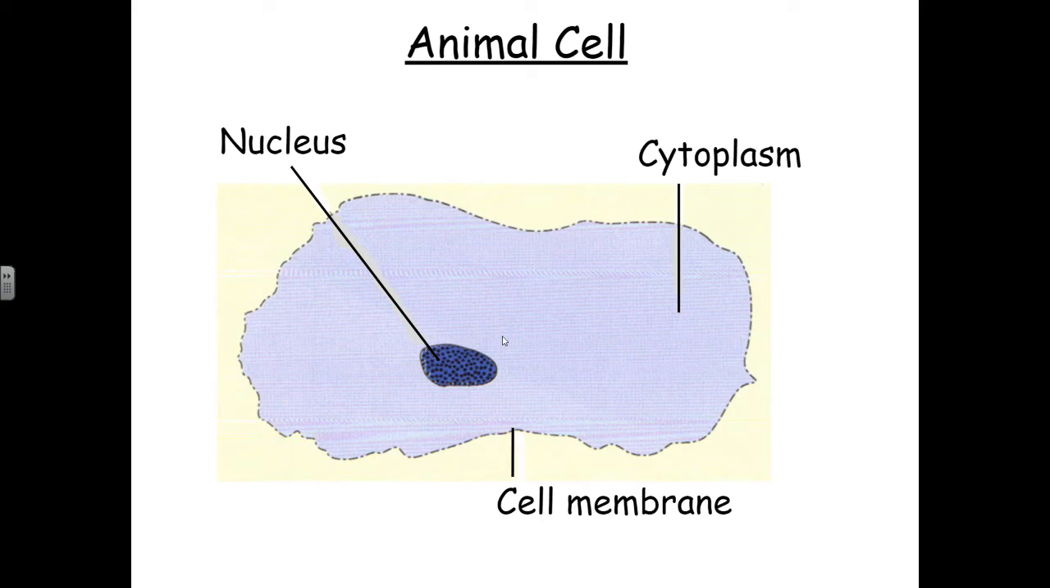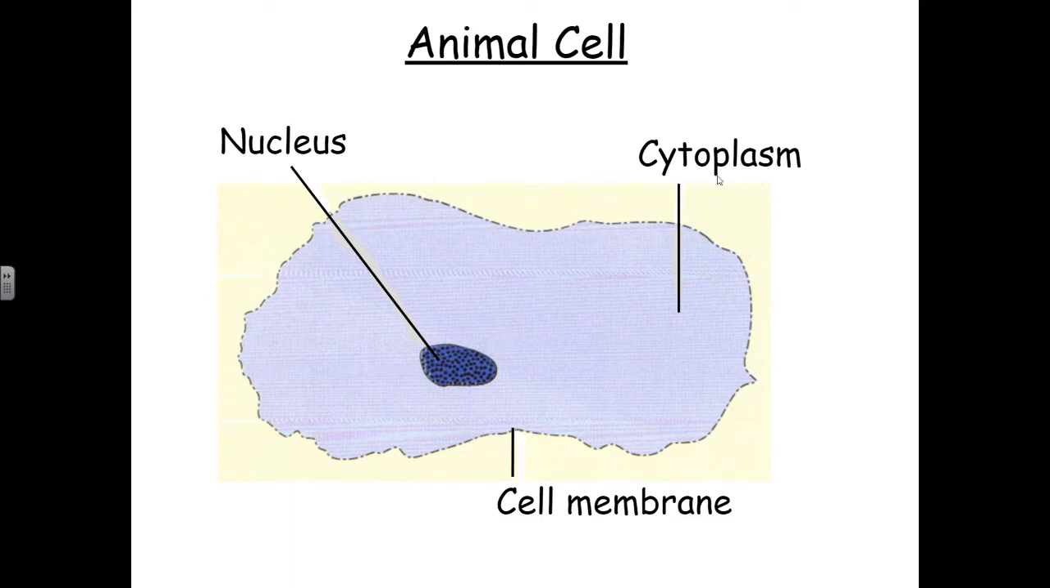We have a nucleus. Now, the nucleus is the control center of the cell. It decides what the cell is able to do and what it can't do. It contains what are called the genes, which are on chromosomes, and that is made of the DNA, which makes you you. So the nucleus is the big control center of the cell.